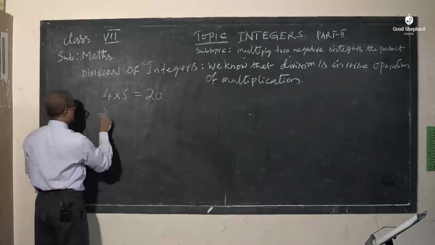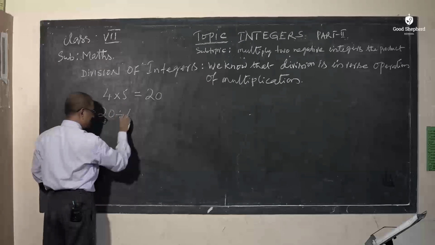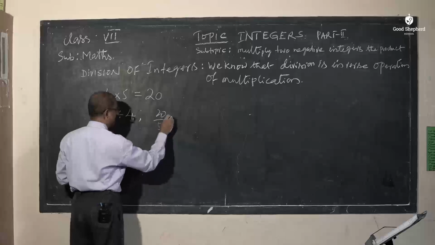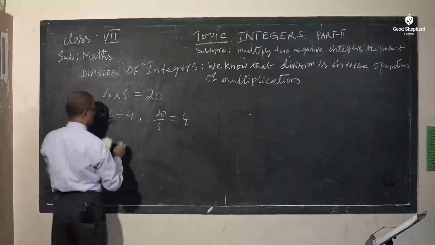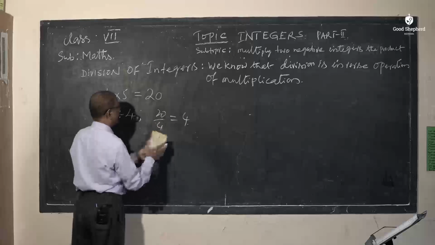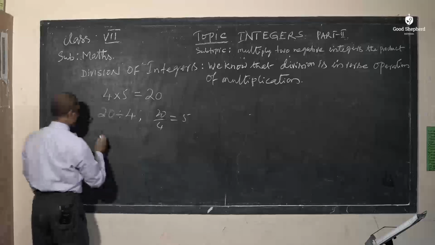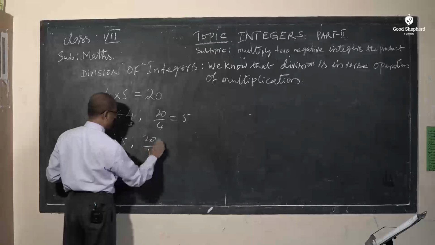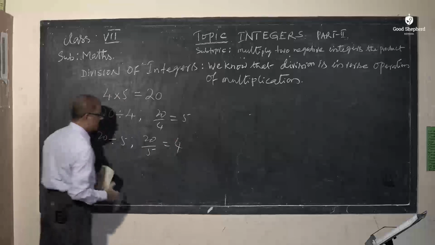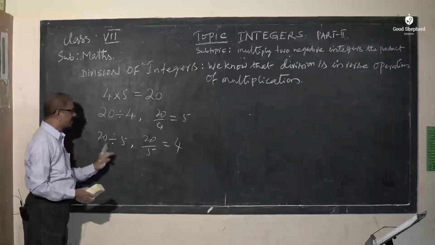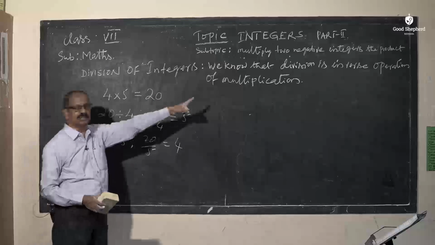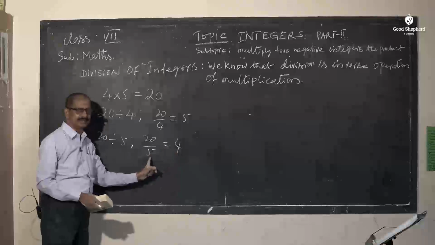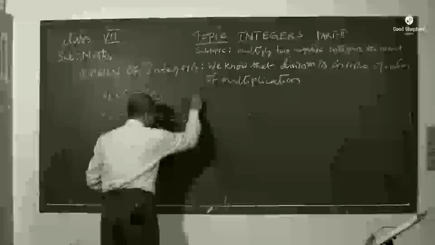So 20 divided by 5 is equal to 4, and 20 divided by 4 is equal to 5. The division is nothing but the inverse operation of the multiplication. Very simple: 4 fives are 20, and the inverse we take with the numbers. This is one operation. Now, you try with this.